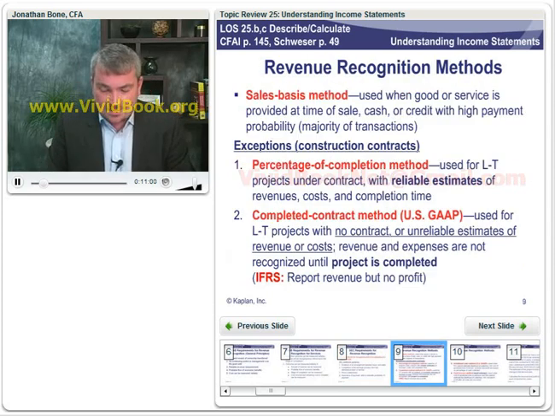Okay, so let's have a look. Most sales are recorded on the sales basis method, both under IFRS and US GAAP. In other words, you record the sale when the good or service is provided. In other words, when the earnings activity is complete. And for a large number of items, this is when the goods are shipped to the customer. Okay, but as well, notice not only does the good or the earnings activity need to be complete, we also need a high probability that the customer will pay us.